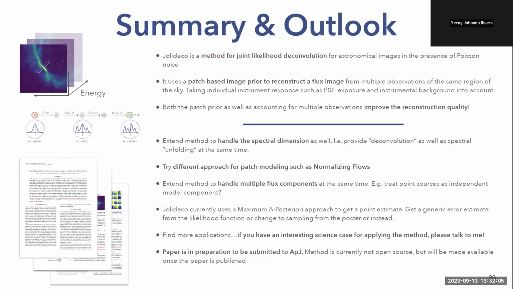And currently, Jolideco uses this maximum a posteriori approach to get a point estimate of the image. But actually, there's more information available. So one could get a generic error estimate from the likelihood function because it can actually be evaluated. But this is currently not what I'm using here. So I've just used the bootstrapping.